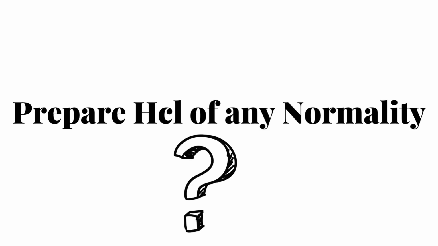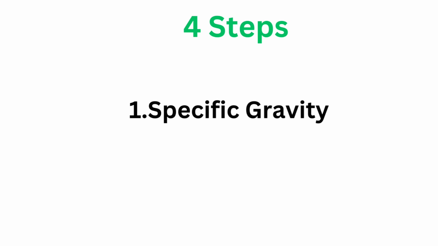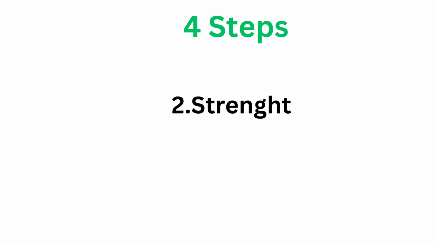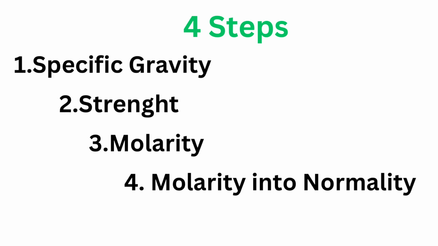Today I'm going to show you how to prepare HCl solution of any normality that you want. In order to do that, we need 4 steps. The first step is to find the specific gravity. The second would be to find the strength of the solution that is there in your laboratory. And third will be the molarity. And then finally, we will convert the molarity into normality.